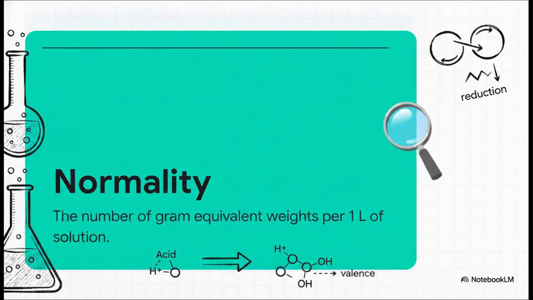It measures the number of gram-equivalent weights per liter of solution. So it goes way beyond just simple concentration to tell a chemist exactly how a solution is going to chemically behave and react the moment it hits a patient's sample.